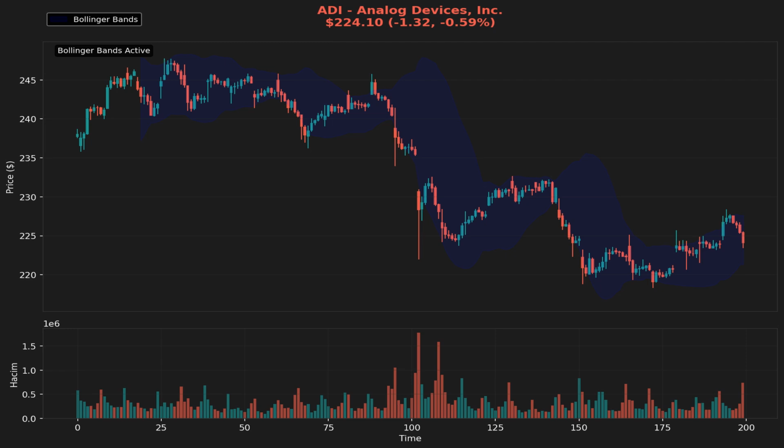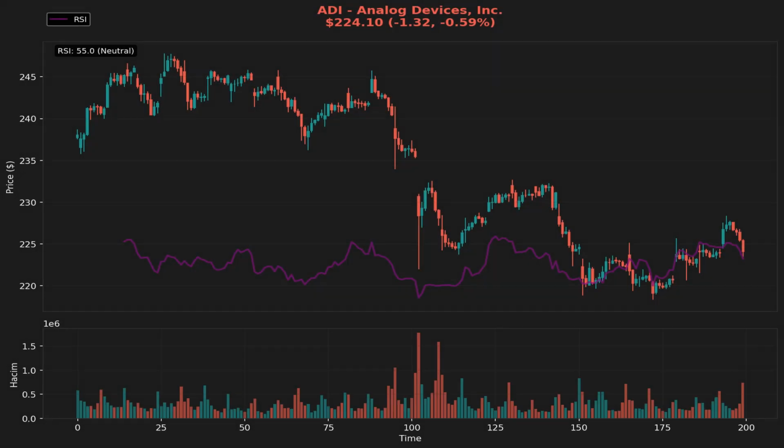Examining the volume patterns, ADI's current volume stands at 740,951 shares, notably above the average volume of 336,271 shares. This volume comparison indicates heightened market participation, suggesting that more traders are engaging with the stock than usual. The volume ratio of 2.20 times the average highlights strong interest, which could lead to significant price movements.